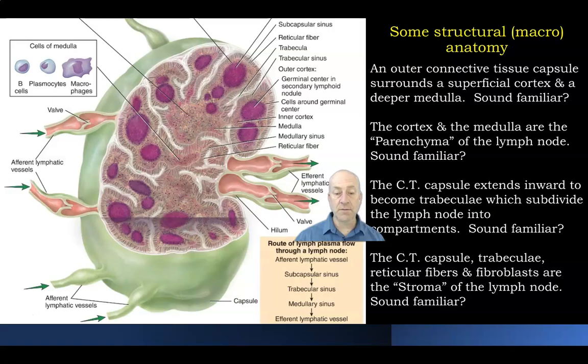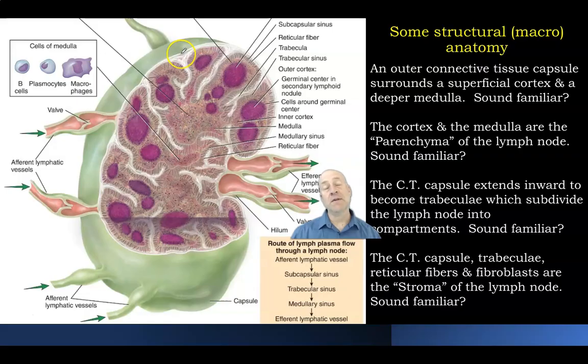The cortex and the medulla are going to be the parenchyma of the organ. If you don't remember that, go all the way back to 40A. The parenchyma is the working functional tissue. And I'll jump to the bottom. The connective tissue capsule, the trabeculae, the reticular fibers, and the fibroblasts are going to be the stroma. That's the structural supporting tissue, right? Parenchyma versus stroma. Again, if you're unsure, go all the way back to 48 to review that.